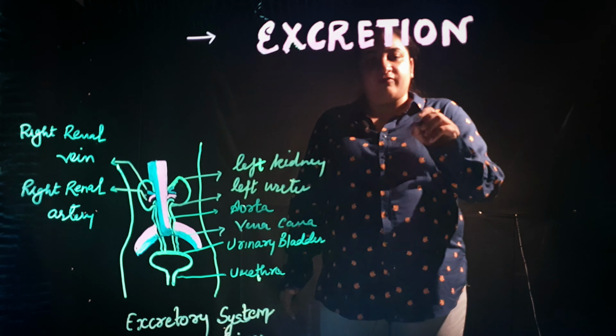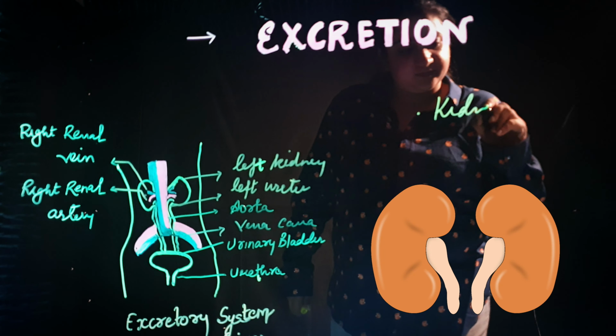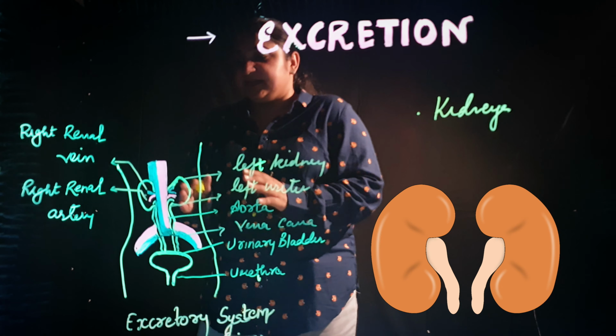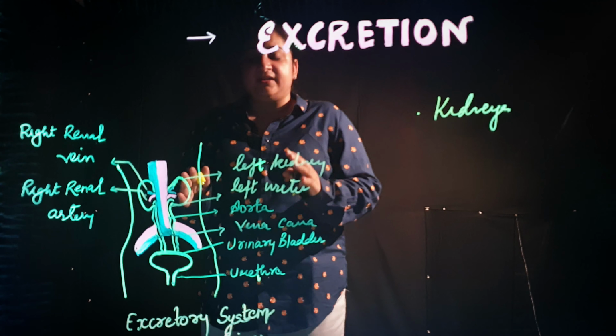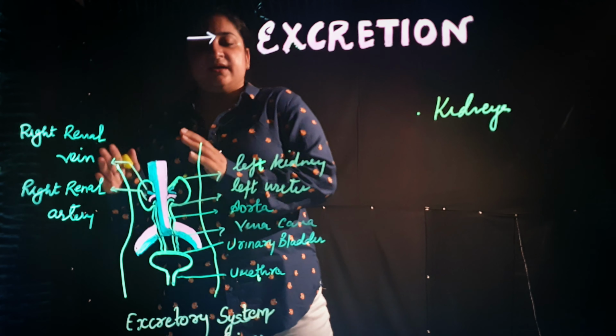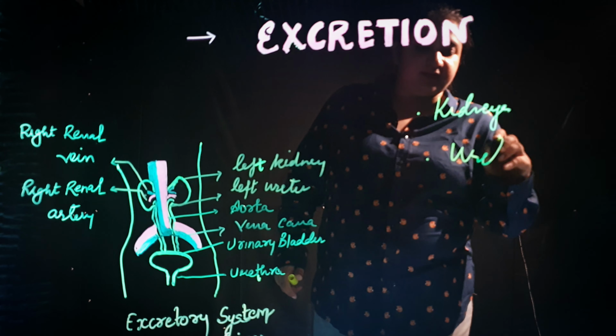It consists of a pair of kidneys. The left kidney is larger than the right kidney. It is believed that the left kidney is towards the heart. That's why it is bigger than the right kidney. It also consists of a pair of ureters.